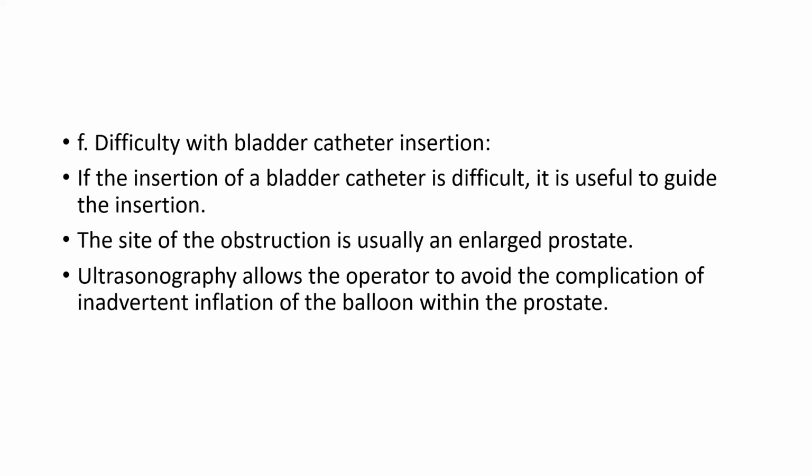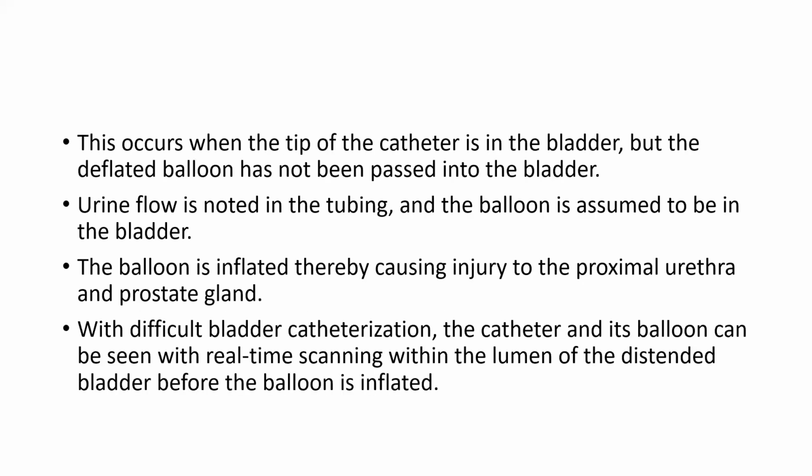If insertion of the bladder catheter is difficult, ultrasonography is useful to guide the insertion. The site of obstruction is usually an enlarged prostate. Ultrasonography allows the operator to avoid the complication of inadvertent inflation of the balloon within the prostate. This occurs when the tip of the catheter is in the bladder, but the deflated balloon has not passed into the bladder. Urine flow is noted into the tubing and the balloon is assumed to be in the bladder. The balloon is inflated, thereby causing injury to the proximal urethra and prostate.